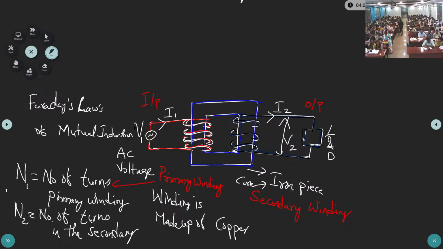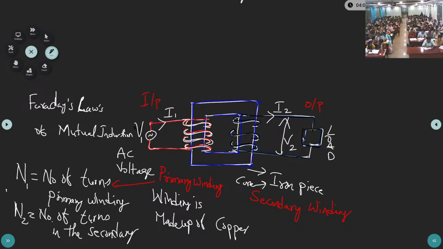You have to write down the construction also. So what are the different parts of the transformer? Only two parts. First one is the core. The core is made up of cast iron. What is the function of the core? Why do we require the core? The core carries the flux. That is the main function of the transformer core.